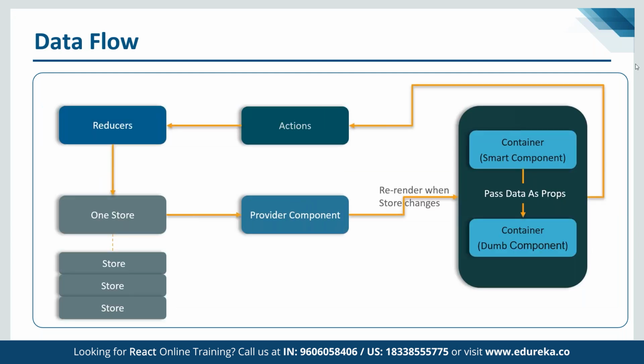So if you look at this diagram here, we can understand the entire component here. So again, from here, we can have the containers as smart components, and then we have dumb components. Smart components are going to pass data as props, and again it is going to be passed to actions and then to reducers, and then it is going to be stored in the store component. Now one store is going to work with the provider component, which basically re-renders when the store changes.